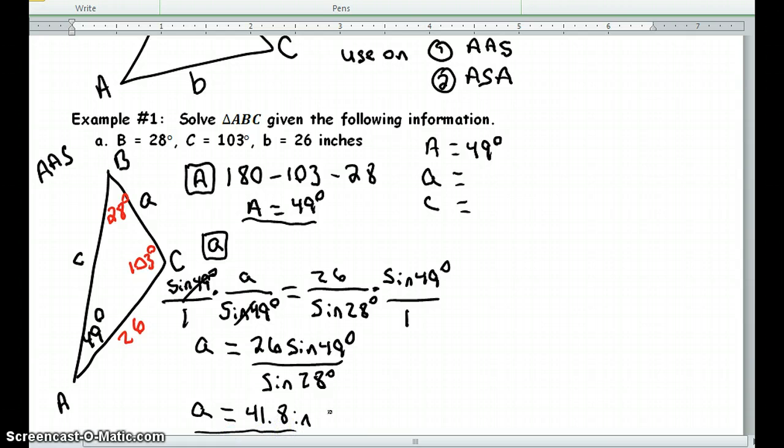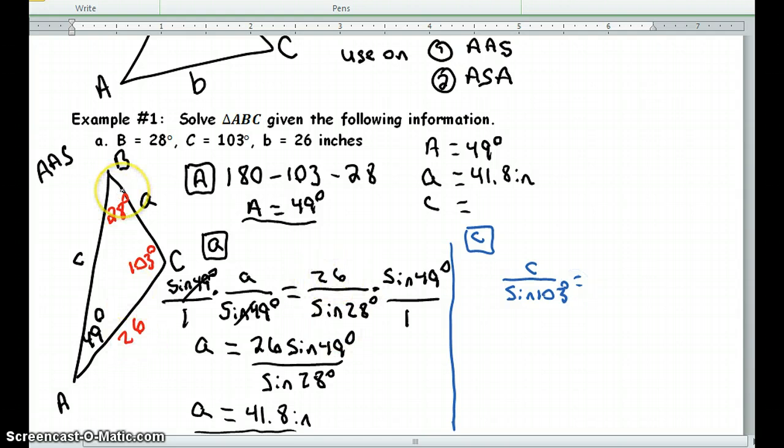And this is right here. I'm going to go ahead and write this up here then, 41.8 inches. And then I'm going to go ahead and find C. I'll just use a different color here. I'll use blue. And I'll find C right here. Very similar setup. I'm going to take C, which is over here. C over the sine of 103 degrees will equal, and I can use this same 26 over sine of 28.